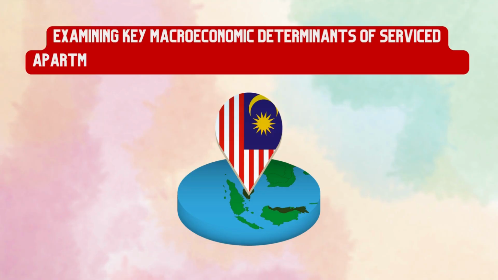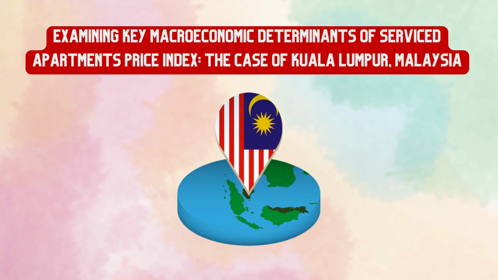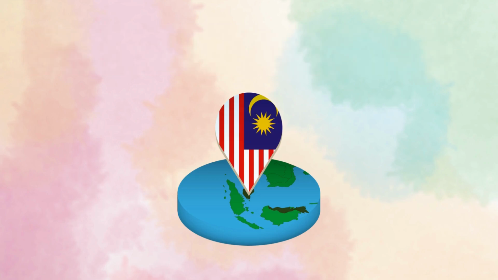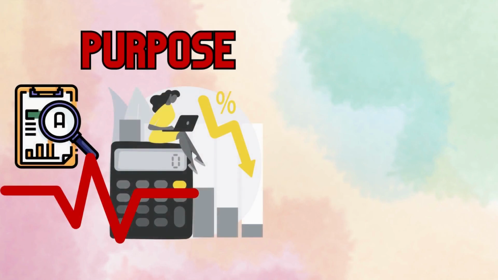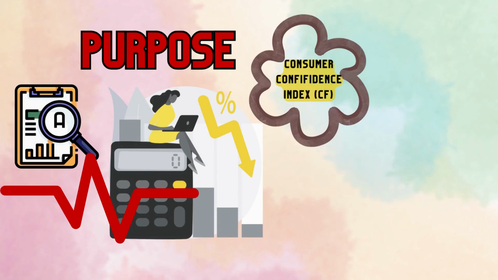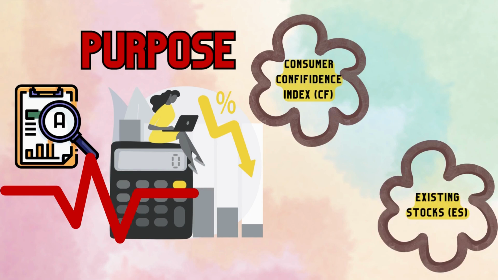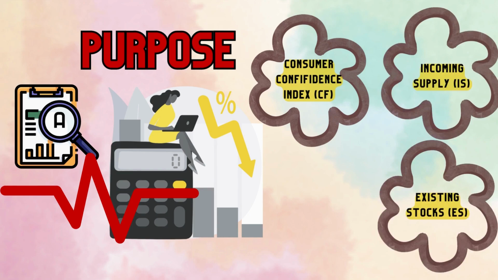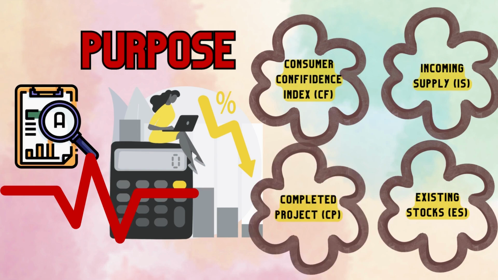Examining key macroeconomic determinants of the serviced apartments price index: the case of Kuala Lumpur, Malaysia. The purpose of this study is to examine the impacts of macroeconomic determinants, namely gross domestic product (GDP), consumer confidence index (CCI), existing stocks (ES), incoming supply (IS), and completed projects (CP), on serviced apartment price changes. Methodology: for this case study, the sample obtained contains 1,567 transaction data from the year 2009 to 2018.